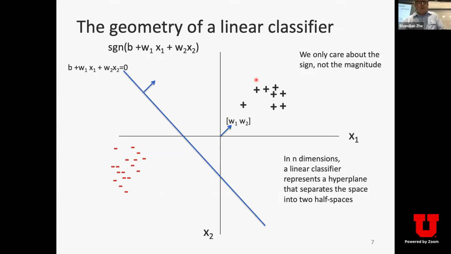Another important thing to be aware of is that if you just rescale the model parameters, it won't change the classifier at all. If you rescale them by 0.1 or 1 million, it doesn't change the classification boundary at all. It doesn't change the weight vector direction at all.